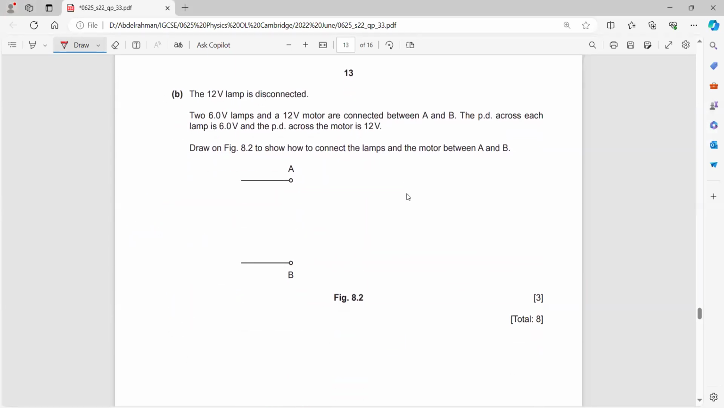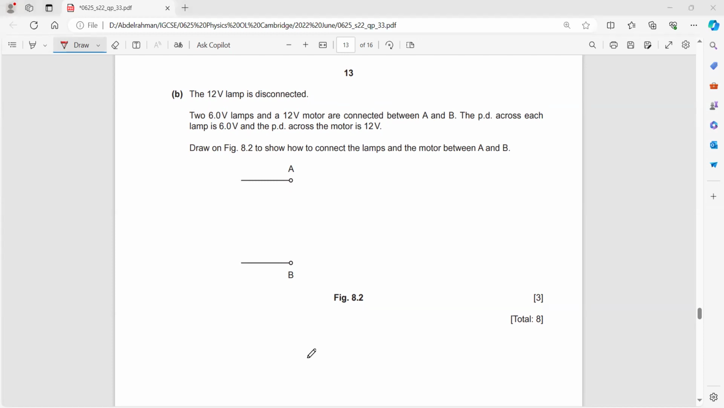The 12 volt lamp is disconnected. Two 6-volt lamps and a 12-volt motor are connected between A and B. The potential difference across each lamp is 6 volts and across the motor is 12 volts. Draw on figure 8.2 to show how they are connected. This is a tricky question.